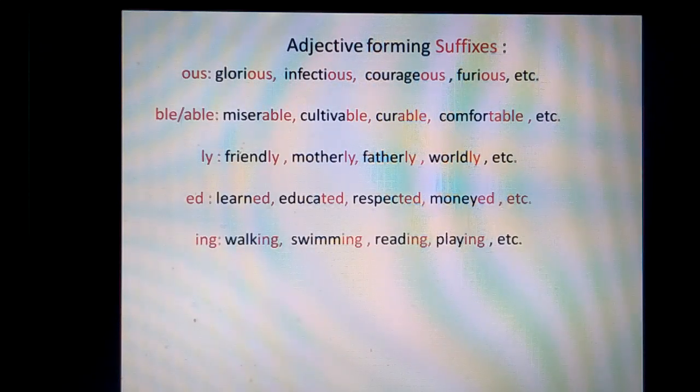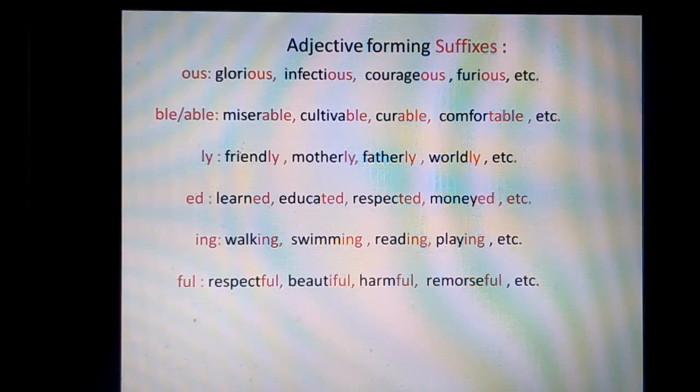Ing: interesting. You have found ing in nouns. You have also found ing in adjectives. Working, swimming, reading, playing, same words. So when this ing verb works as an adjective, it will be a present participle, and the previous one is a gerund. I saw him walking, I saw him swimming. These are present participles acting like adjectives. Full, FUL: respectful, beautiful, harmful, remorseful, etc.